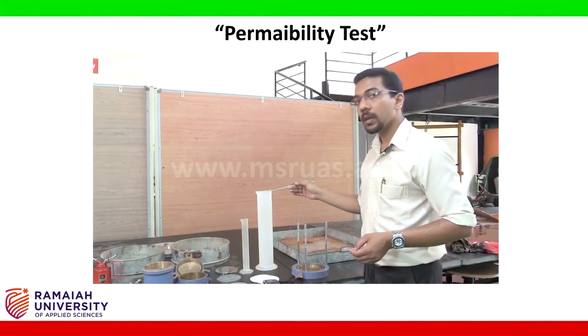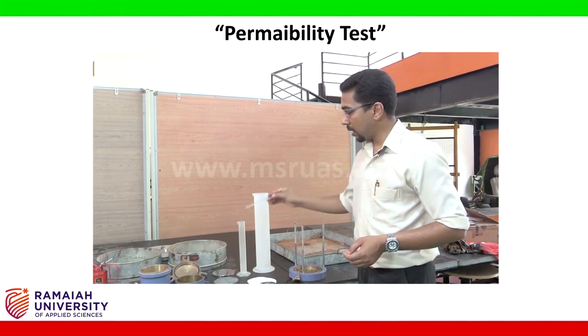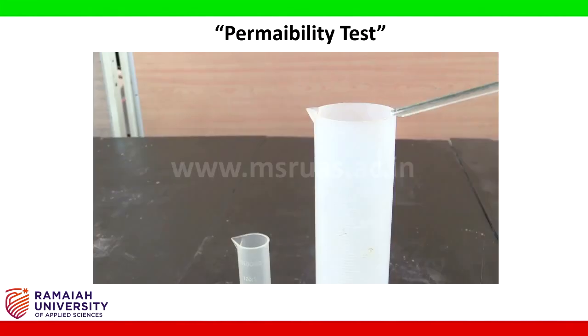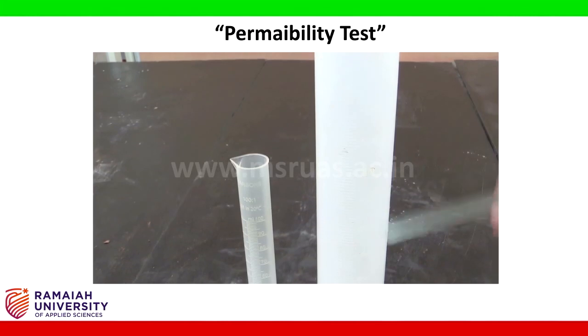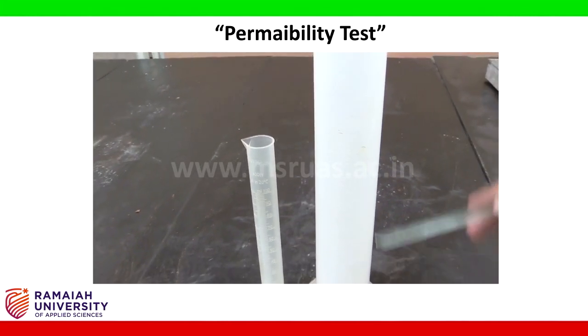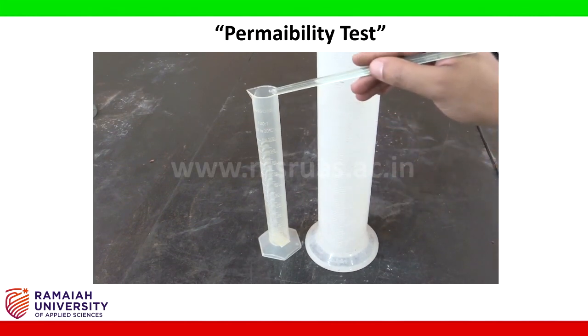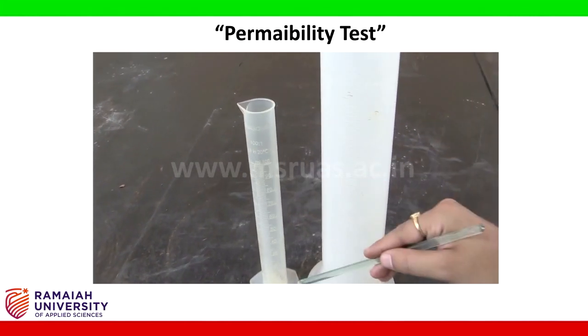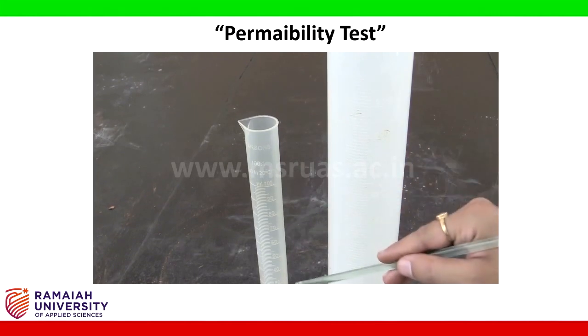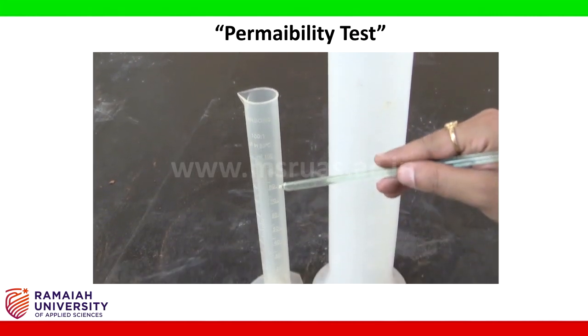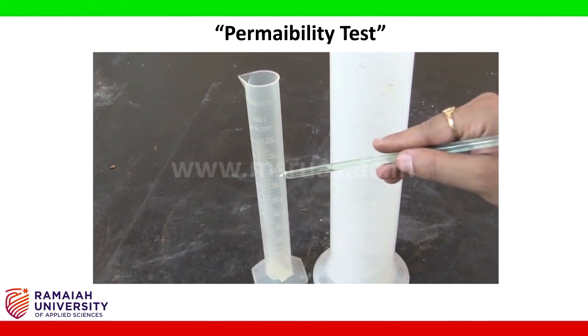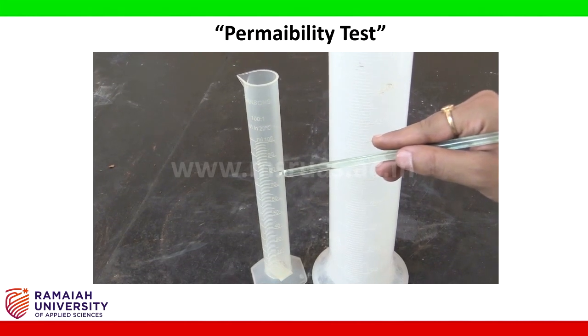1000 cc measuring cylinder, which is required during the casting process of the specimen, and the 100 cc measuring cylinder, which is required to measure the quantity of water or fluid passing through the specimen during the test.